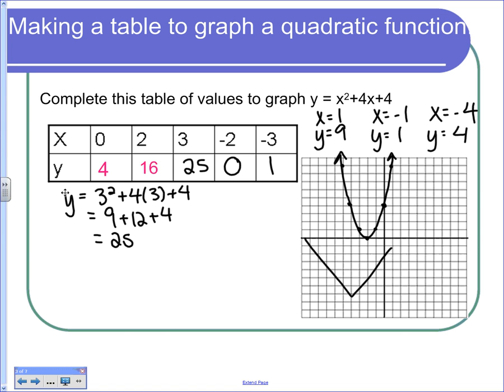What do you notice about the points, the graph? They're equal. If we went over 1, we went up 1. These are the same distance away from the middle. Same thing over here. They are symmetric about this line, called the axis of symmetry. It's like you take it and you fold it over. It's going to be the same thing.